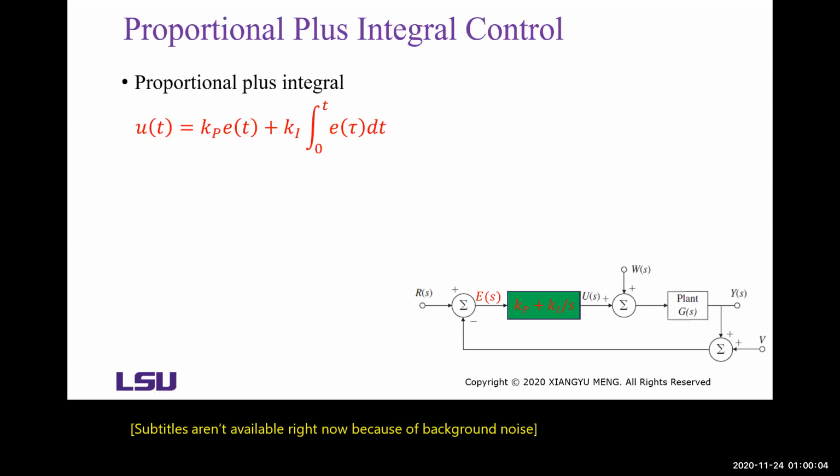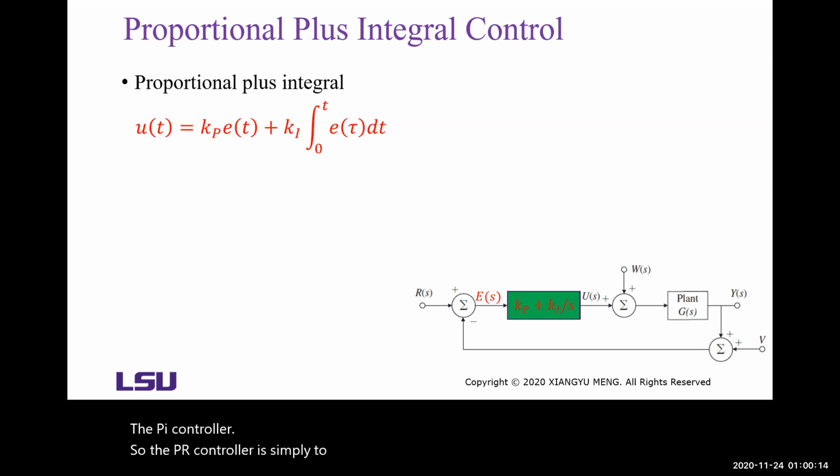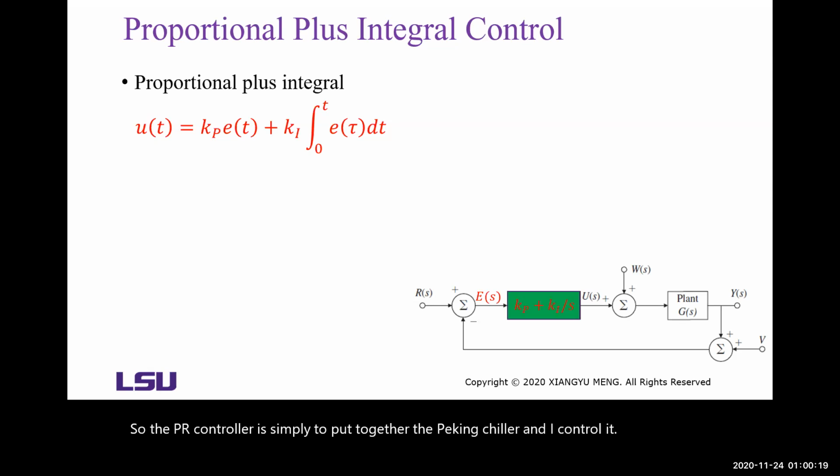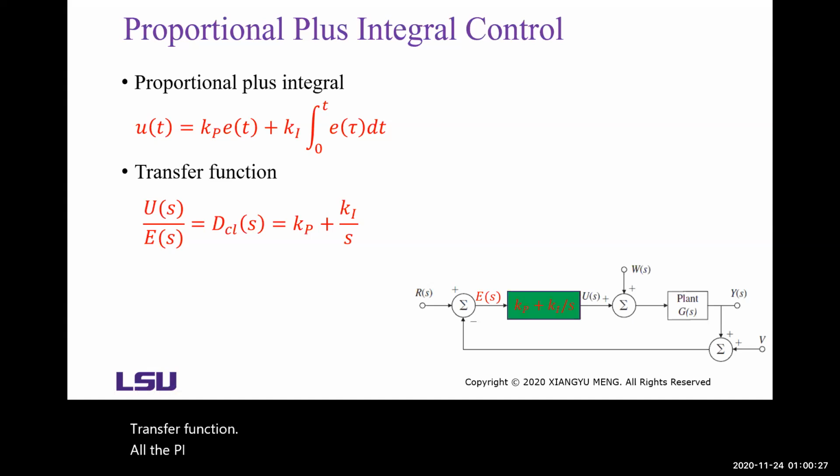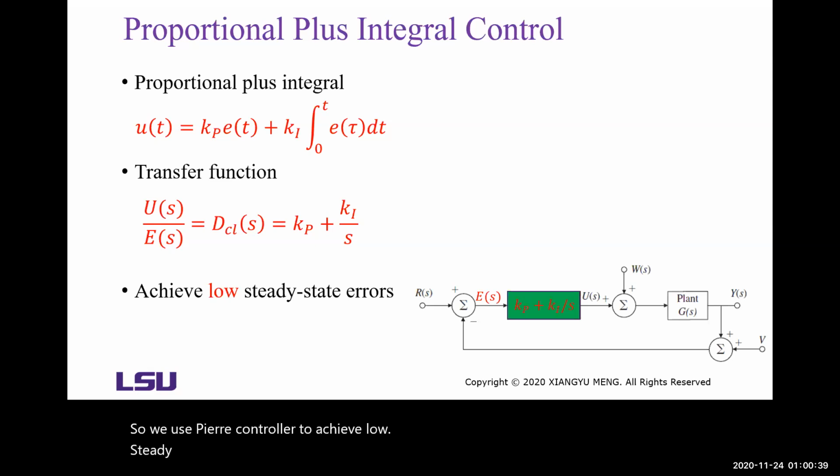Now let's discuss the PI controller. The PI controller is simply putting together the P controller and the I controller. The transfer function of the PI controller is shown here. We use the PI controller to achieve low steady state errors.